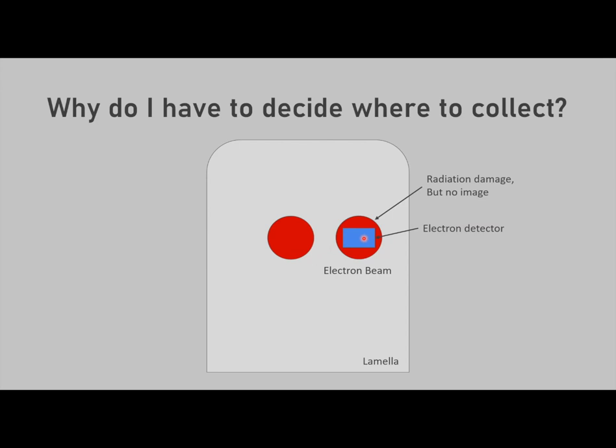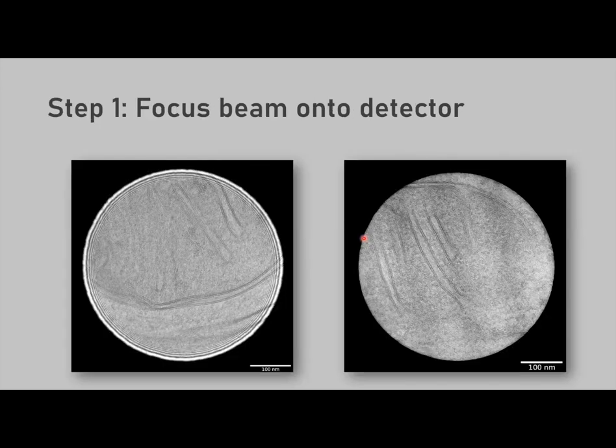So how can we get towards a system where we get an image of the whole lamella? The first thing we have to do is avoid wasting electrons where we don't get an image, which is to focus the beam on our detector, so every electron that hits the sample hits our detector. And there are two different things you can do.